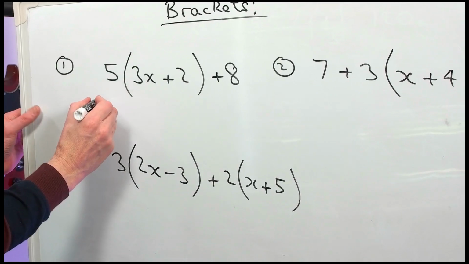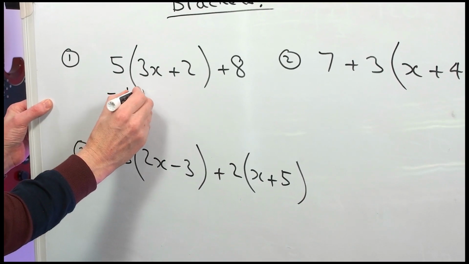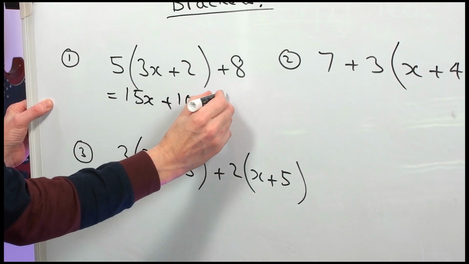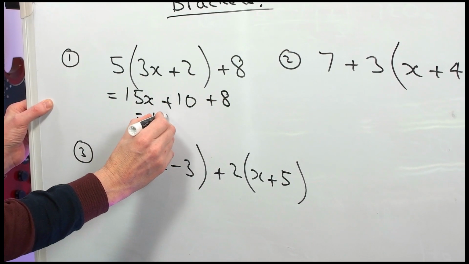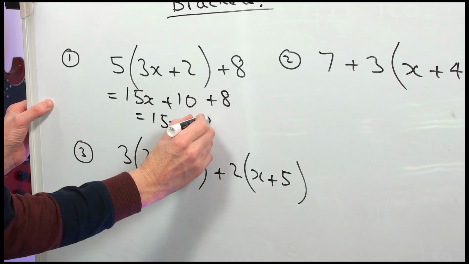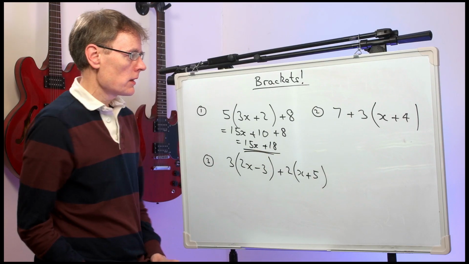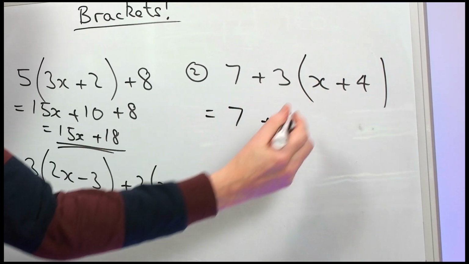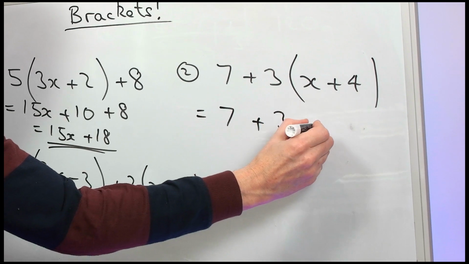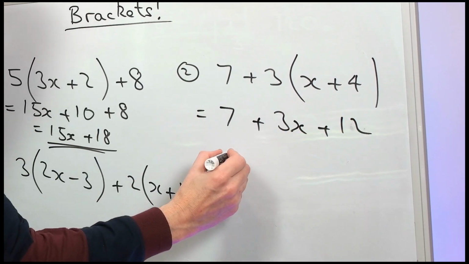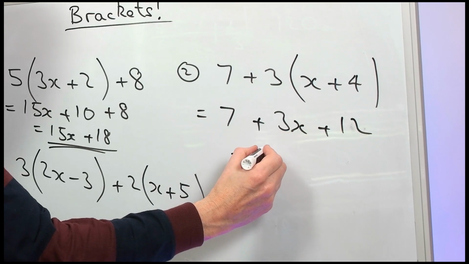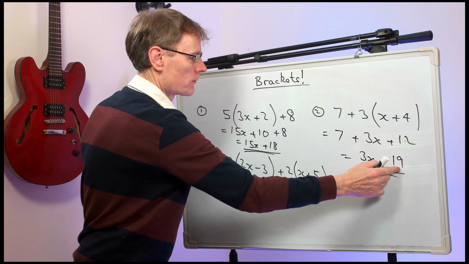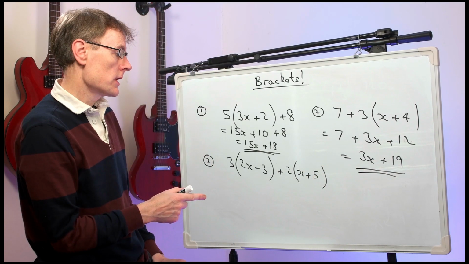Right, answers. Number 1. So multiply out the bracket. We have 15x plus 10 plus 8. That gives us 15x plus 18. Number 2. So we have 7 plus 3 lots of that. That's 3x plus 12. So add that up. We have, I'm going to say 3x plus 19. You could have said 19 plus 3x.